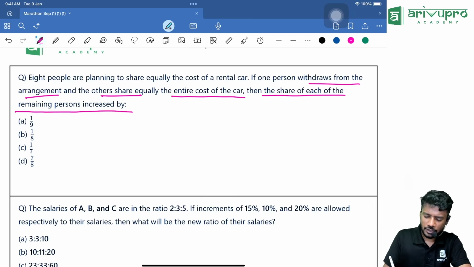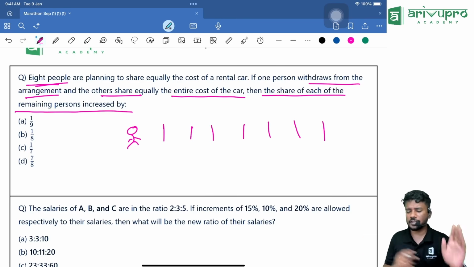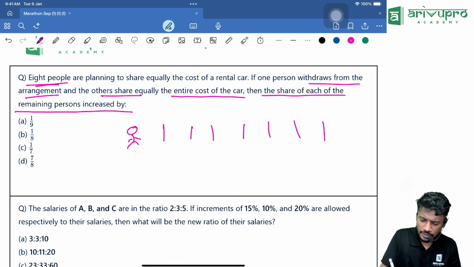So people, just think. How many people are already there? 8 people are there. Yes, 1, 2, 3, 4, 5, 6, 7, 8. Okay, 8 people in total. Think that all these ticks are the 8 people. So they are equally sharing. How many shares are there? One share for everyone. Now let the share also be here, for one person.